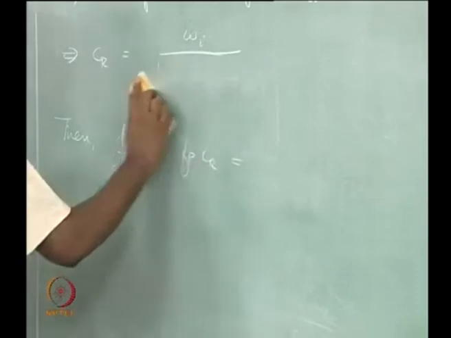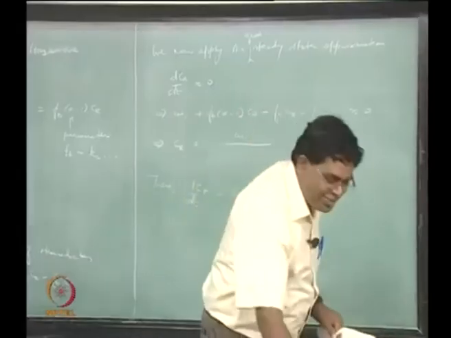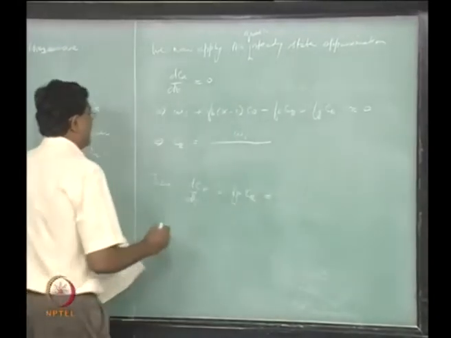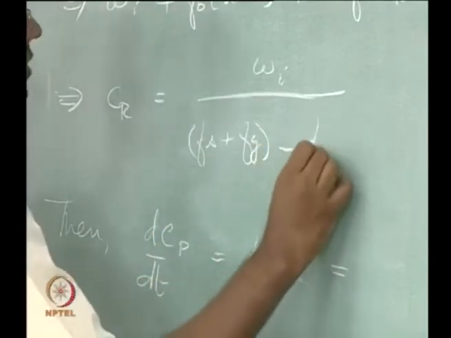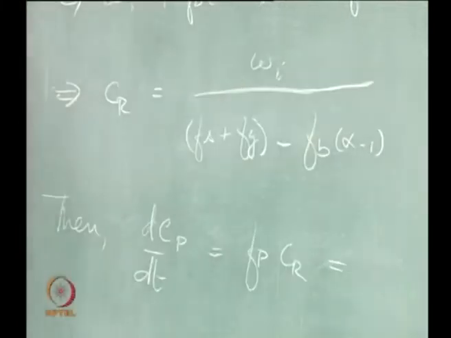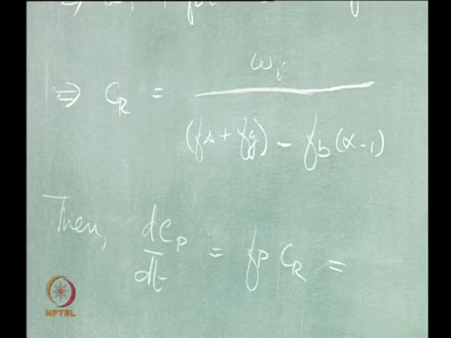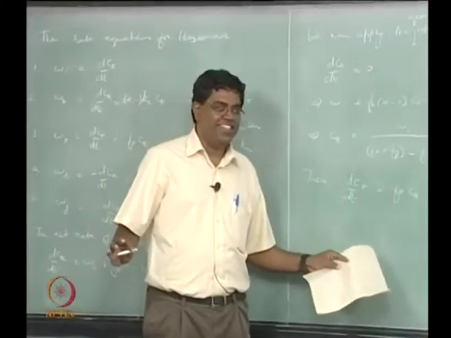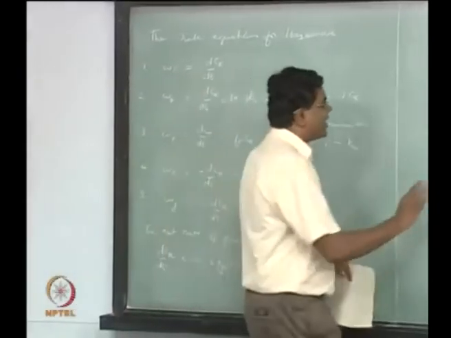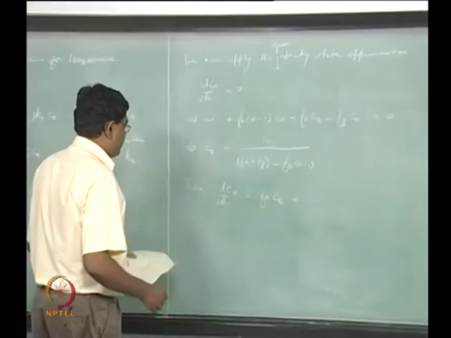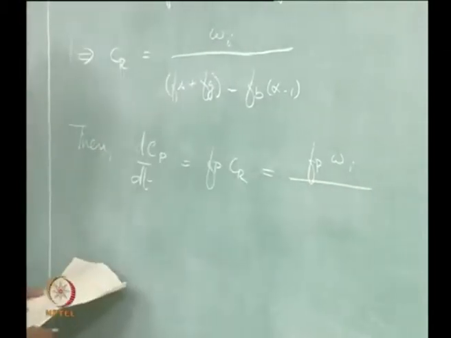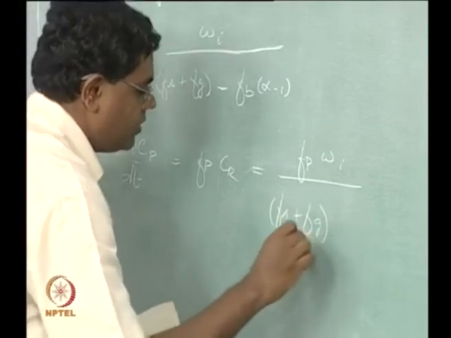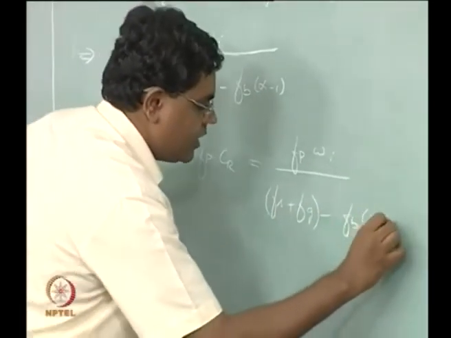Let's admit that by swapping the denominator, I don't like negative signs for concentrations, right? So we say FS plus FG minus FB times alpha minus 1. Happy? You need to keep me happy as well. Don't get negative concentrations. Your advisors are not going to like you when you get them, right? So you want to have a positive quantity there. Okay. So FP CR then is FP omega I divided by FS plus FG minus FB times alpha minus 1.